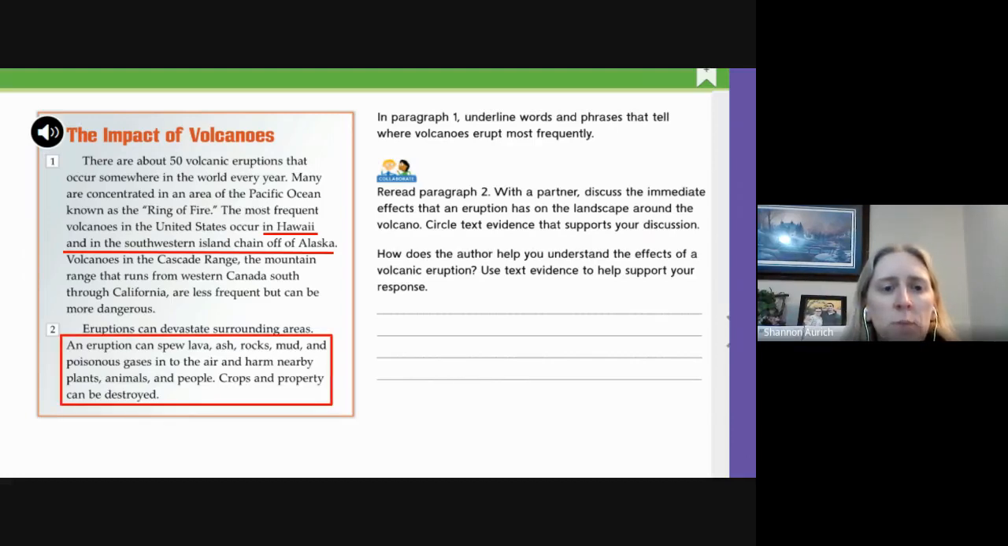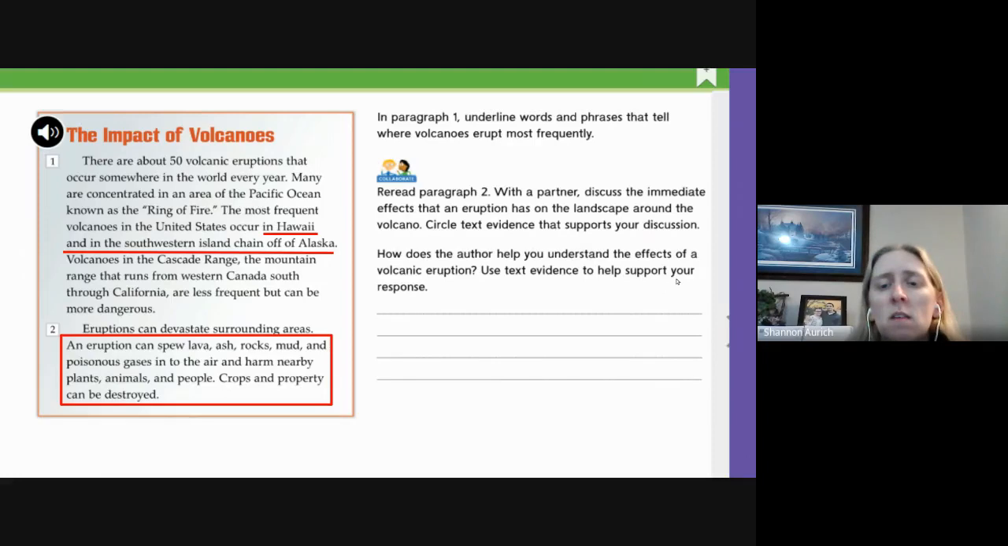All right, an eruption can spew lava, ash, rock, mud, and poisonous gases into the air and harm nearby plants, animals, and people. Crops and property can also be destroyed. So all of that should be in a box. All those things can immediately happen during an eruption to the surrounding landscape.